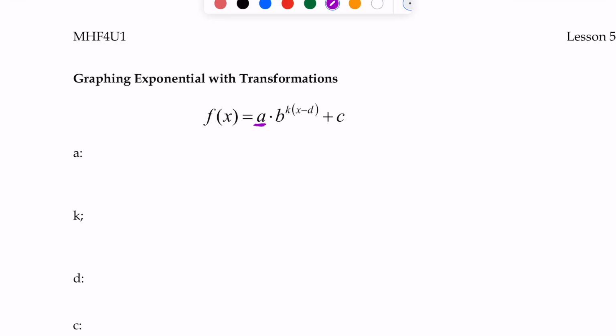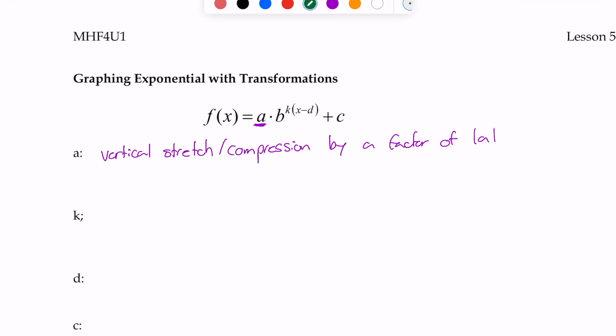That a will cause a vertical stretch or compression by a factor of a, whatever it is. If it's 2, it's a stretch of 2. So if the value of a is bigger than 1, that's a stretch. If the value of a is like 1/3, that would be a compression, so if it's between 0 and 1.